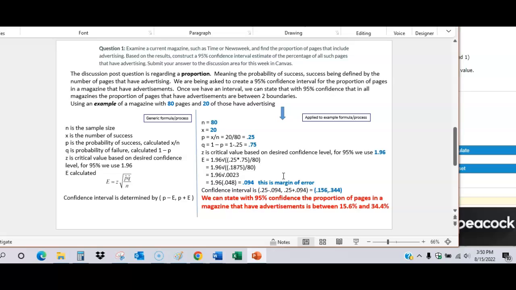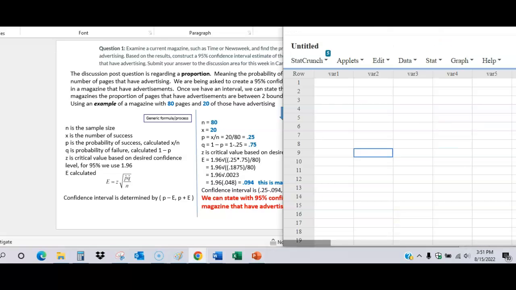For my confidence interval, I subtract that from the probability of success, which was 0.25, and I add it to the probability of success, and I come up with 0.156 or 15.6 and 34.4 as my confidence interval, my lower bound and my upper bound. So we can state with 95% confidence the proportion of pages in a magazine that have advertisements is somewhere between 15.6 and 34.4%. So now let's just do these same examples, but we're going to use StatCrunch.